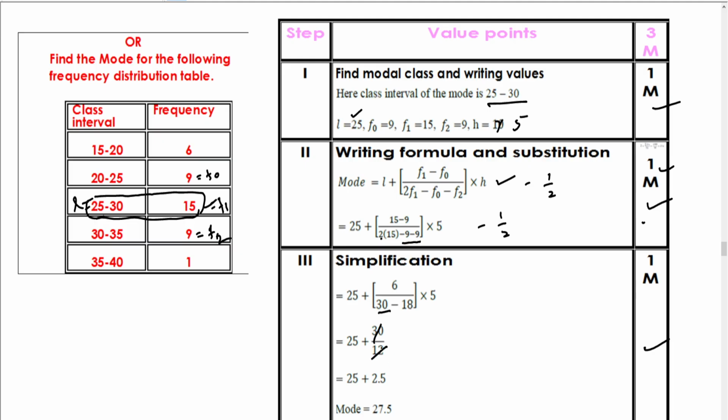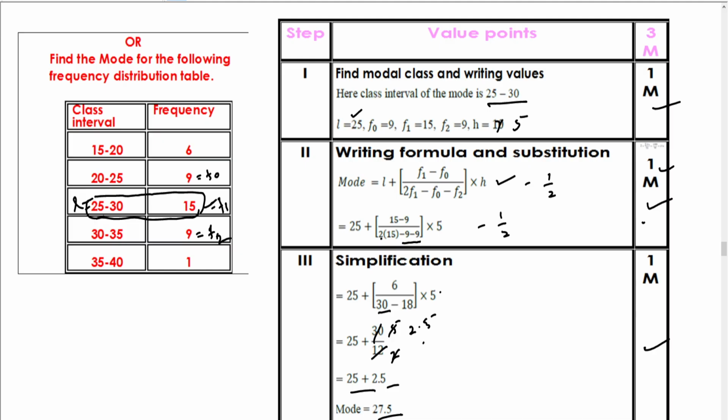And you can cancel it, right? 6 2s are 12, 6 5s are 30. And 2 1s are 2, 2 2s are 4, 2 5s are 10. Are you getting me? That is, 6 5s are 30 in the numerator. 30 minus 18 is 12. You are getting 2.5. 20 plus 2.5 is 27.5.